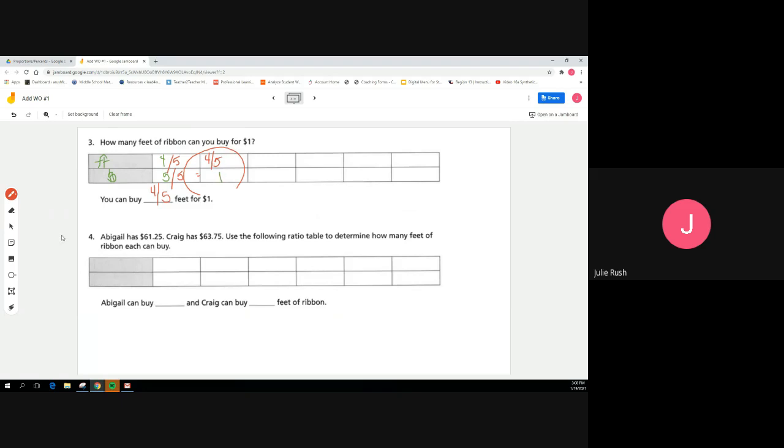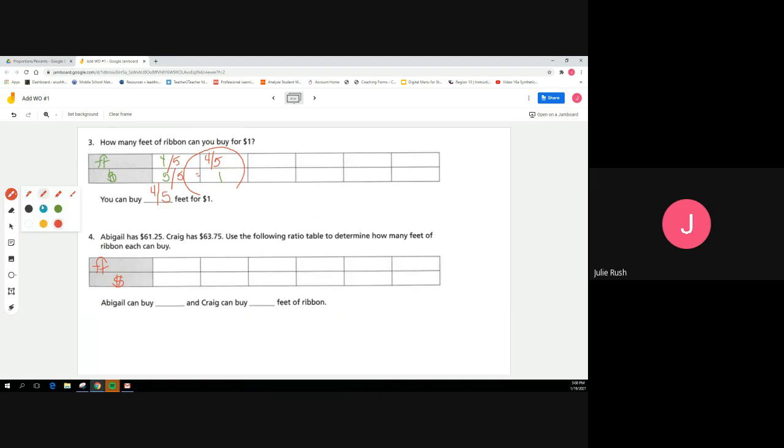And then our very last one says Abigail has $61.25. Craig has $63.75. Use the following ratio table to determine how many feet of ribbon each person can buy. So if you are working on your own, please pause the video. If you're with your teacher, please press pause, and I want you to work this out on your own. Check your answer with your neighbor before y'all come back on and we check it.